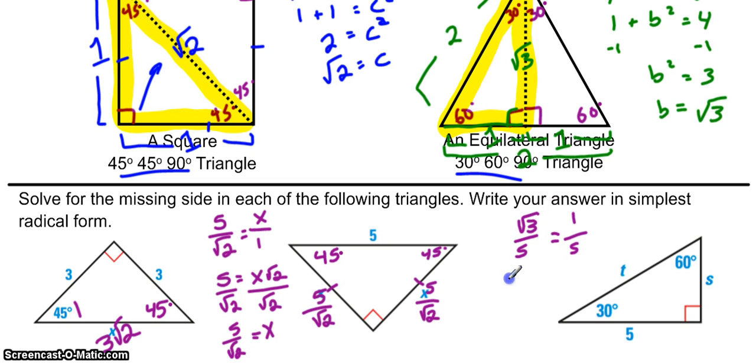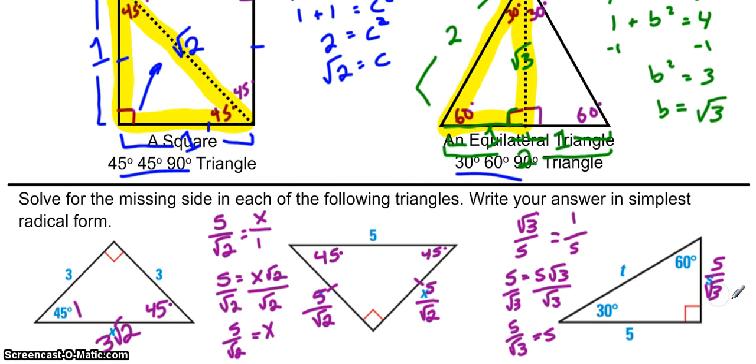5 times 1 is 5. Square root of 3 times s is s square root of 3. We divide by the square root of 3 to get s by itself. And so we have, s equals 5 divided by the square root of 3. Nothing we can do to simplify that right now, so I guess s is just 5 over the square root of 3.